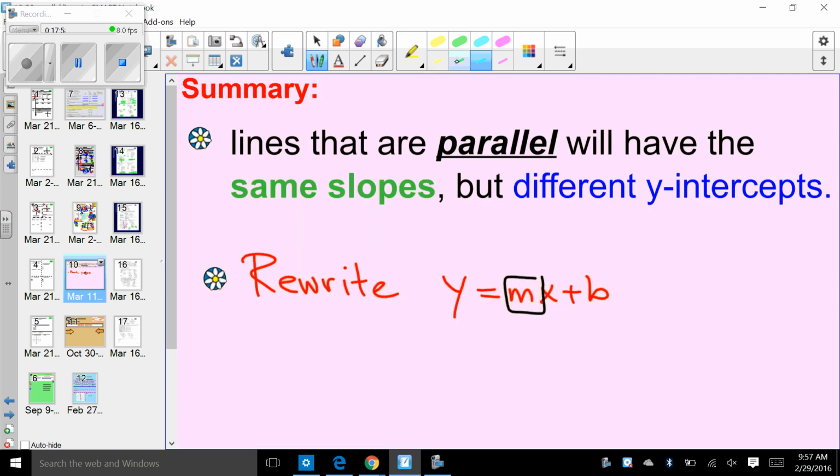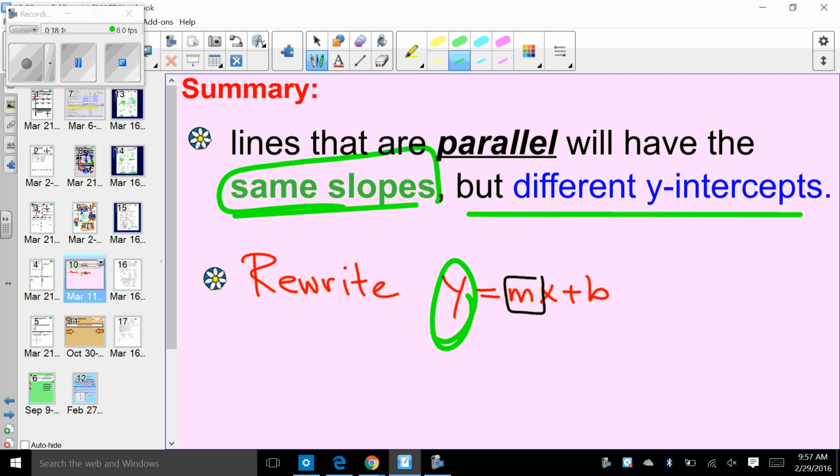Lines that are parallel have the same slopes, but different y-intercepts. If they had the same slope and the same y-intercept, they would be the same line. So be careful about that. Same slope, but different y-intercept. Make sure we always rewrite in the equation y equals.